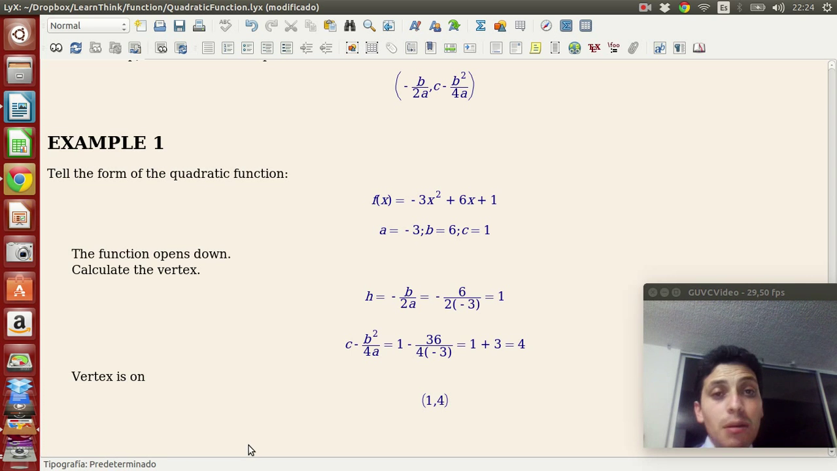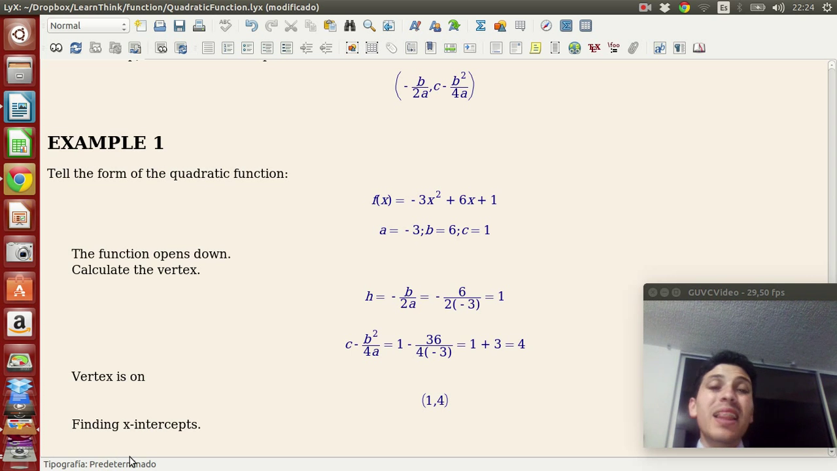I gotta tell you something. I know that as my vertex is at 1 and 4 and a is negative, meaning the parabola opens down, we can see that the function should have two intercepts. So I'm gonna try to find the intercepts, finding x-intercepts.